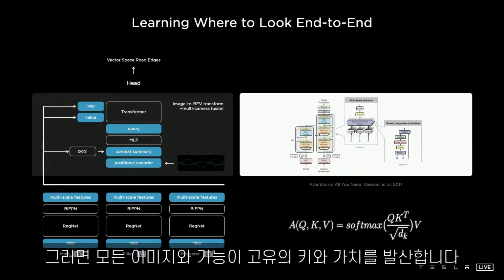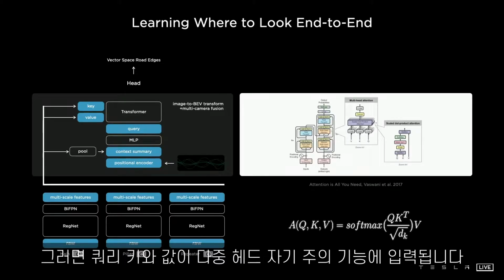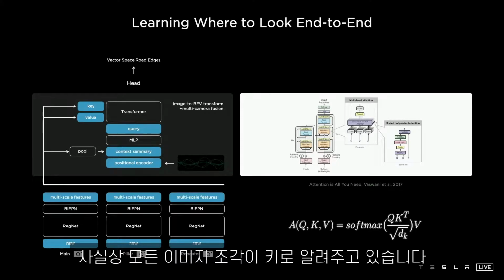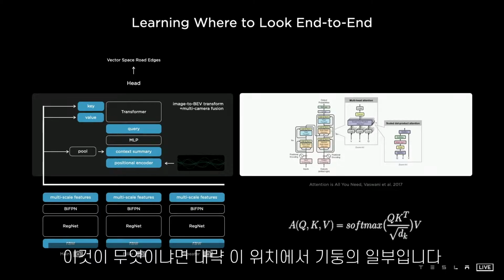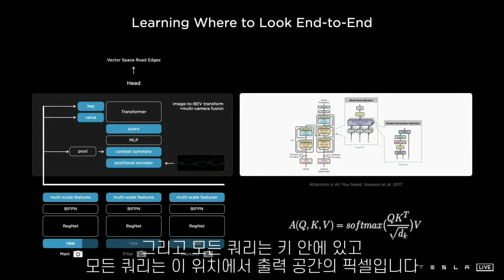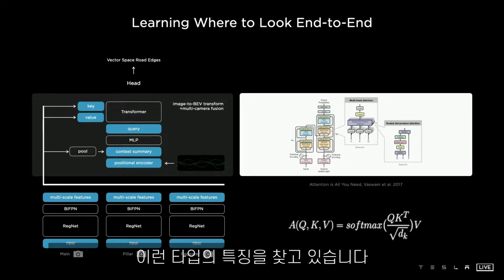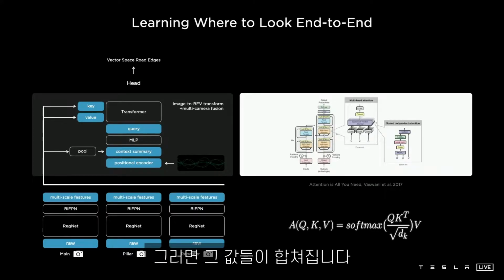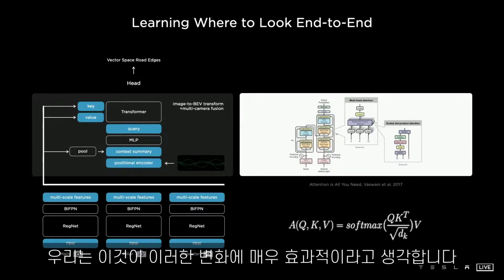And then all of the images and their features also emit their own keys and values, and then the queries, keys and values feed into the multi-headed self-attention. So effectively what's happening is that every single image piece is broadcasting in its key what it is a part of. So, hey, I'm part of a pillar in roughly this location, and I'm seeing this kind of stuff, and that's in the key. And then every query is something along the lines of, hey, I'm a pixel in the output space at this position, and I'm looking for features of this type. Then the keys and the queries interact multiplicatively, and then the values get pooled accordingly. And so this re-represents the space, and we found this to be very effective for this transformation.